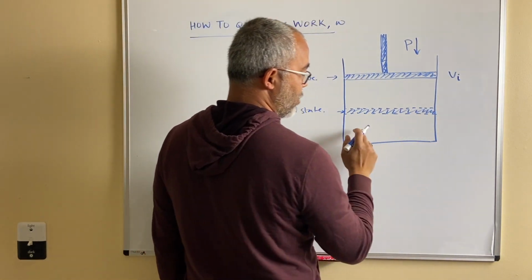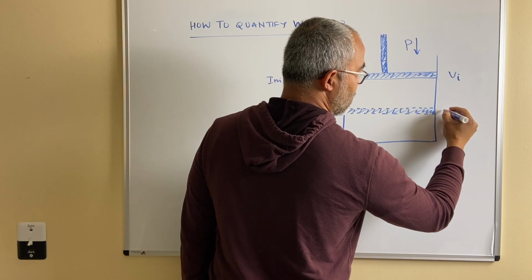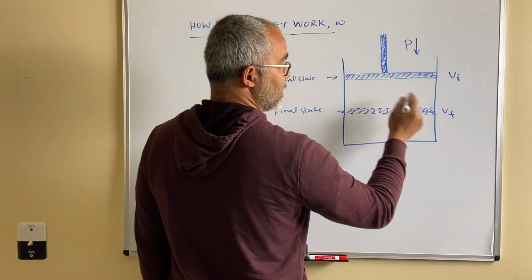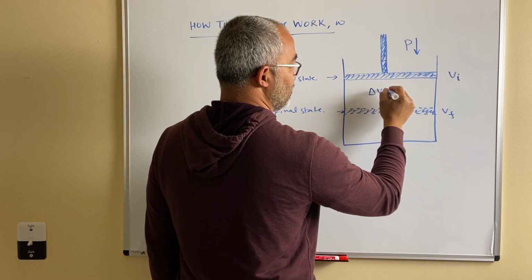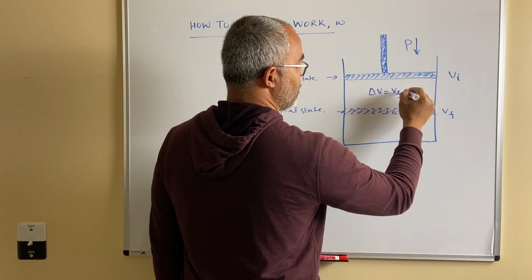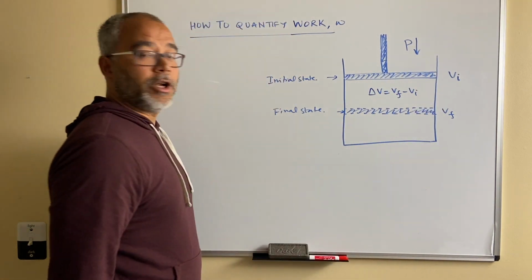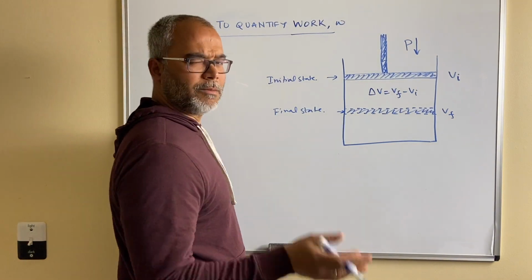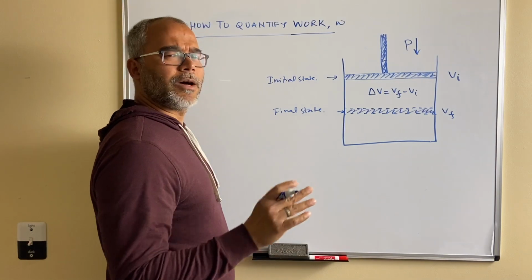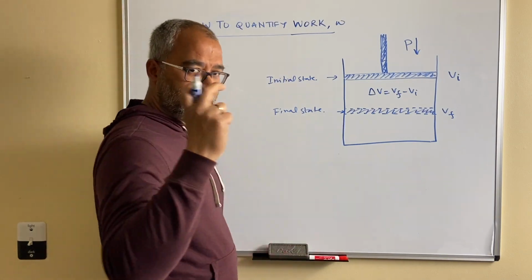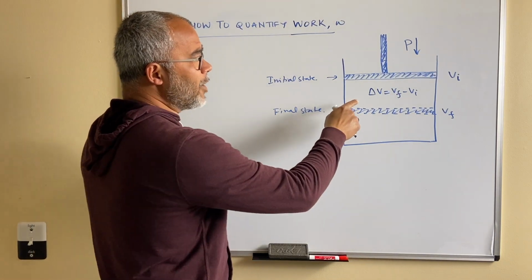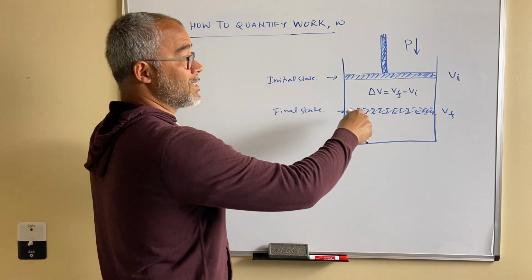So if I take the initial volume, let's call that VI for initial, and I subtract the final volume from it, let's call that VF, the final volume, then the change in volume, let's call that delta V, is equal to VF minus VI. And we're going to take the absolute value of this so that we're not dealing with a negative number. We can figure out the negatives later on, but right now we're just interested in the change, okay?